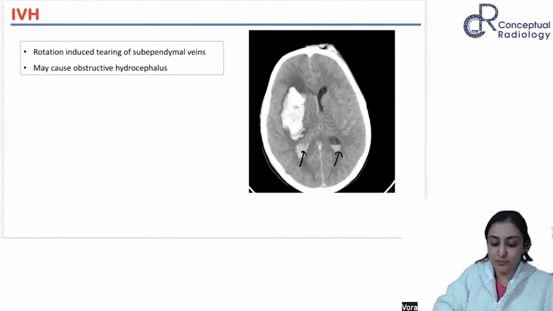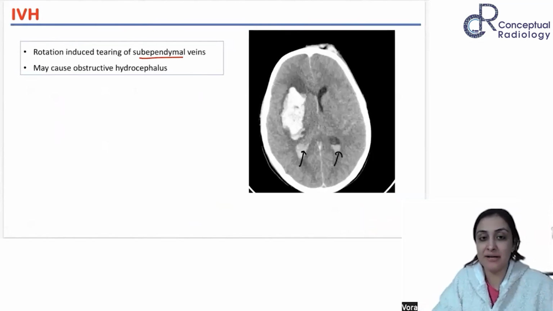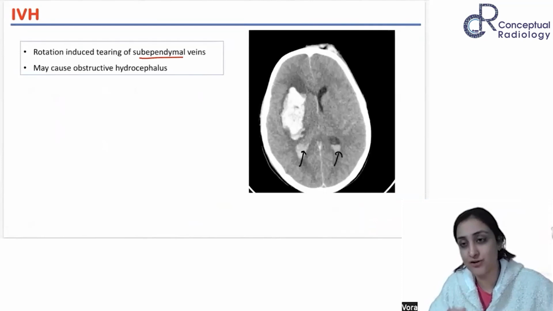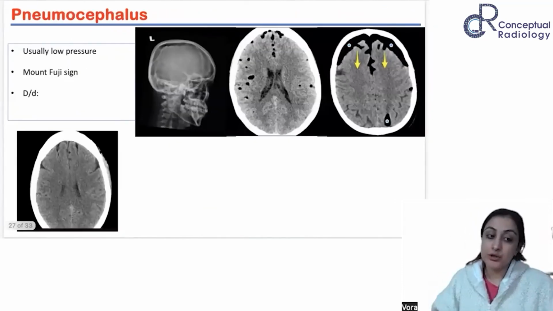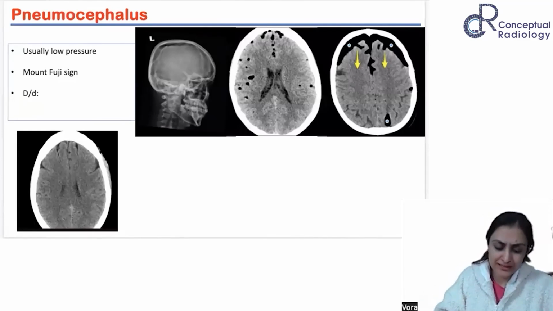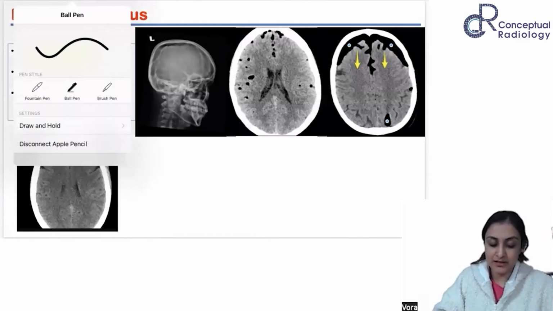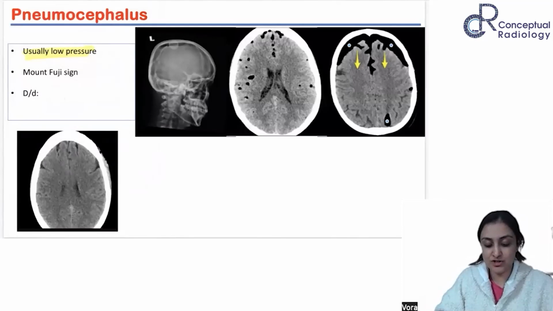So IVH is going to be because of a venous injury. Subependymal veins tearing will result in this, and they may cause obstructive hydrocephalus by the clots blocking the CSF flow. Pneumocephalus is the presence of air. So here, this is usually low pressure, not a problem. These are not indications of decompression.